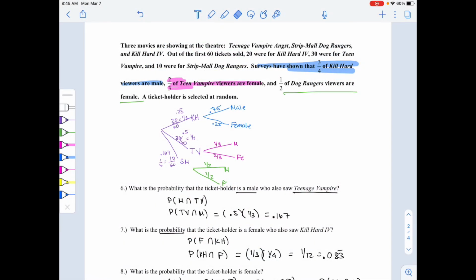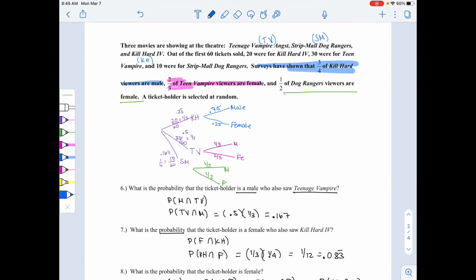All right, let's take a look at the second question. 3 movies are showing at the theater. Teenage Vampire Angst, which I'm going to write as TV. Strip Mall Dog Rangers. Sounds riveting. I'm going to make that SM. And Kill Hard 4. Not a movie I would like to see.